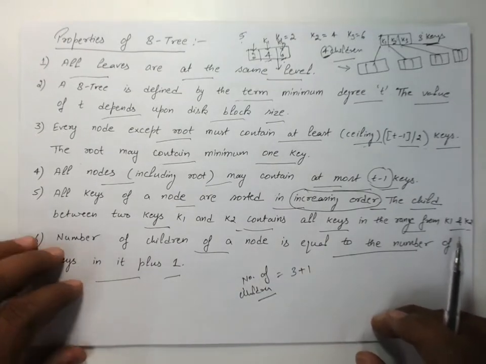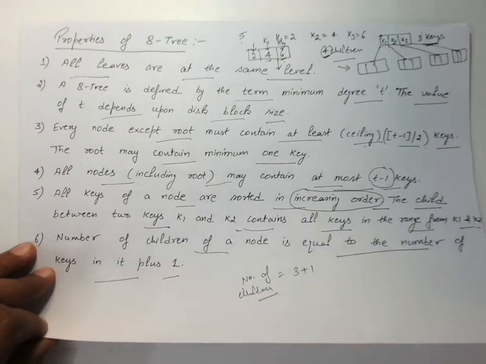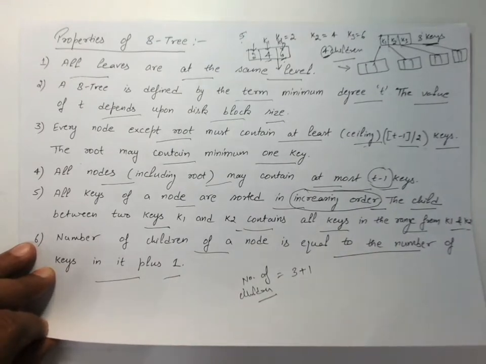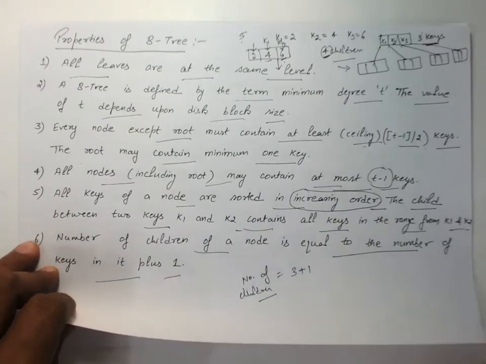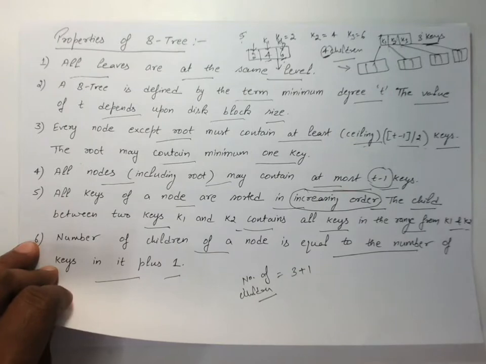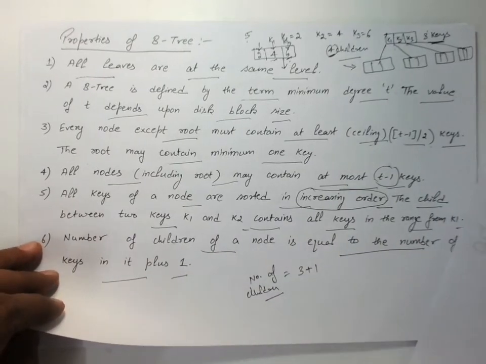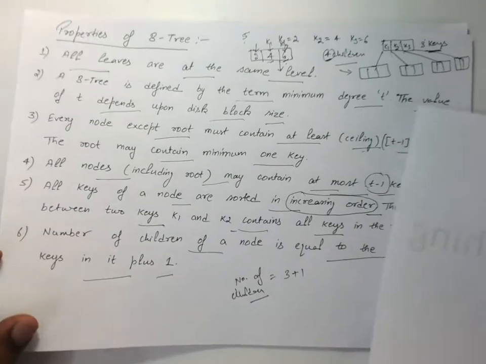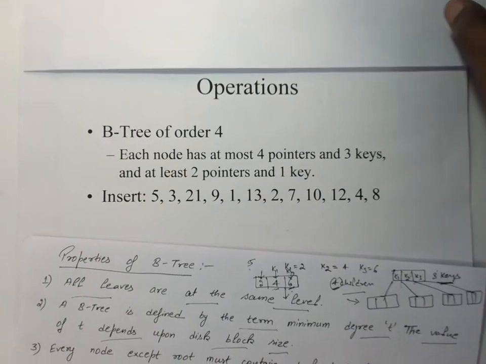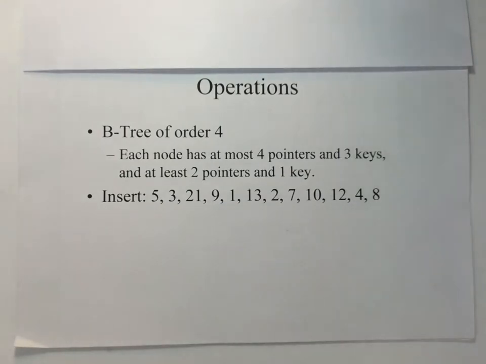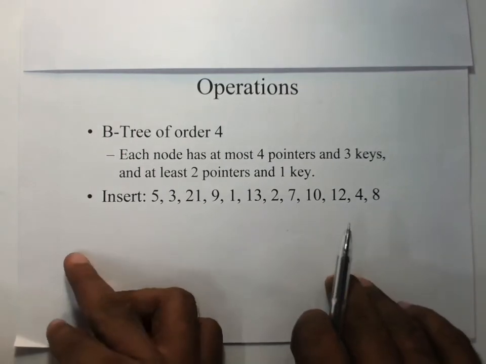Clear? So these are the properties as we have discussed. Next, the main concept of today's discussion is the insertion operation in a B tree. Before going to discuss it, you should know the properties. I already discussed the properties of the B tree, so now I will discuss the operations. I am giving an example of how that can be performed using the B tree.